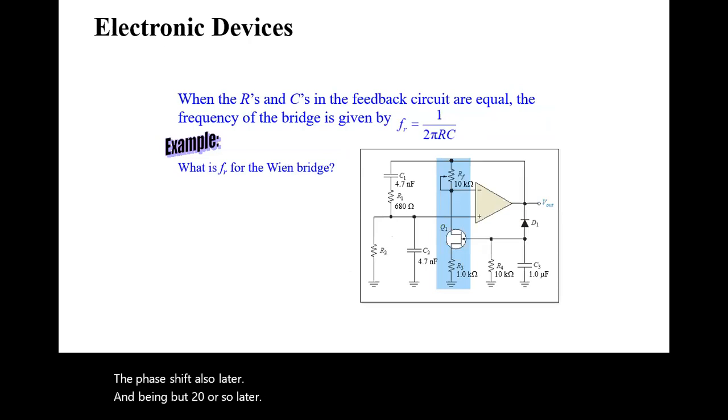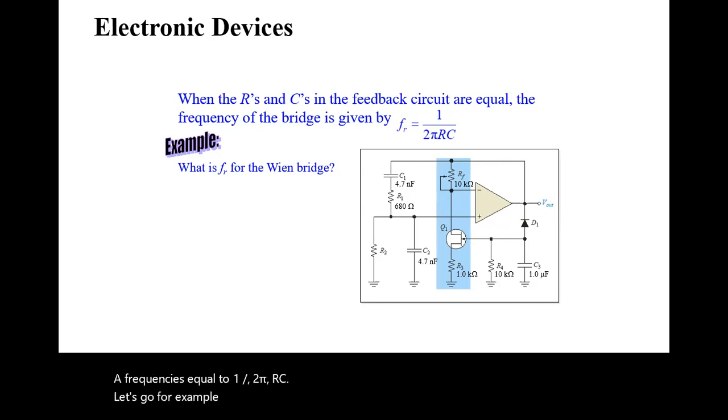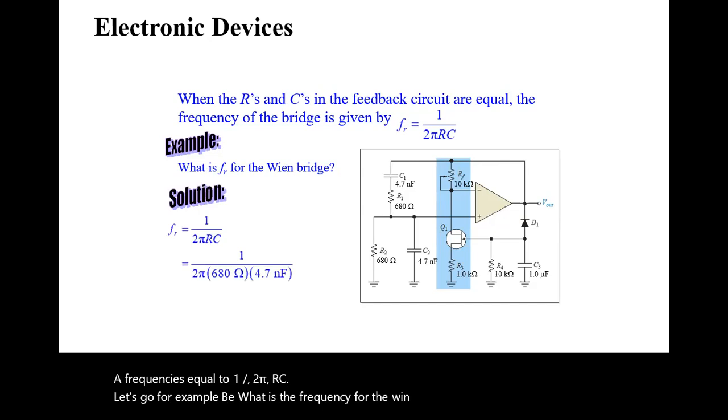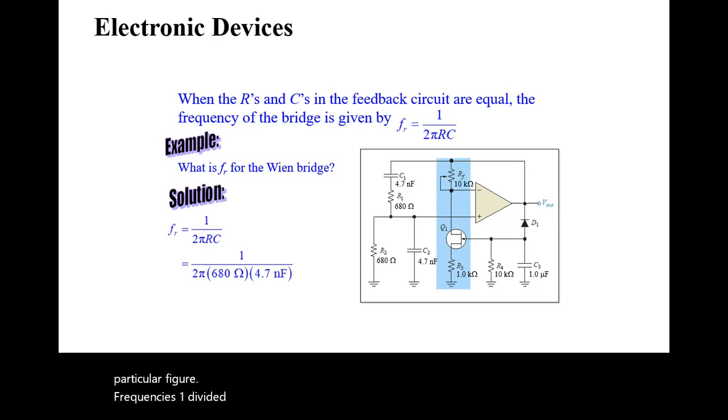When the resistors and capacitors in the feedback circuits are equal, the frequency of a Wien bridge is given by the formula F, frequency, is equal to 1 divided by 2 pi RC. So let's go for the example there. What is the frequency of a Wien bridge? As you can see in this particular figure, frequency is 1 divided by 2 pi RC.